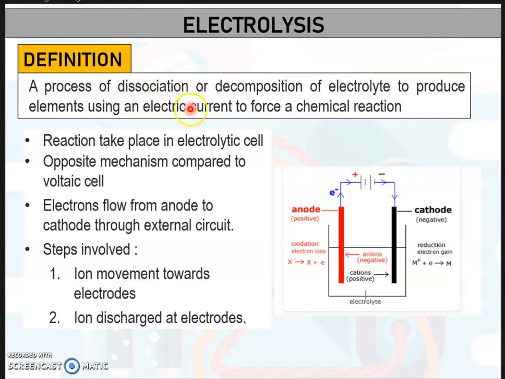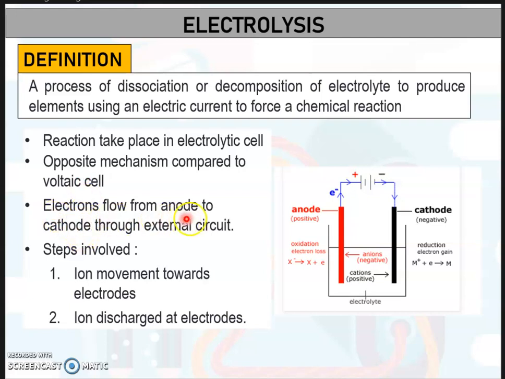Electrolysis is a process of dissociation or decomposition of electrolyte to produce element using an electric current to force a non-spontaneous chemical reaction. The reaction will take place in the electrolytic cell. The mechanism is opposite compared to the voltaic cell, because the voltaic cell creates electric energy from chemical reaction, but in the electrolytic cell, it uses electrical energy to force a chemical reaction to happen.